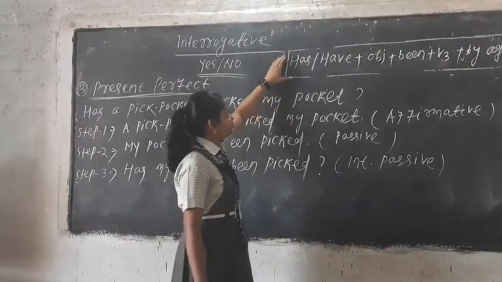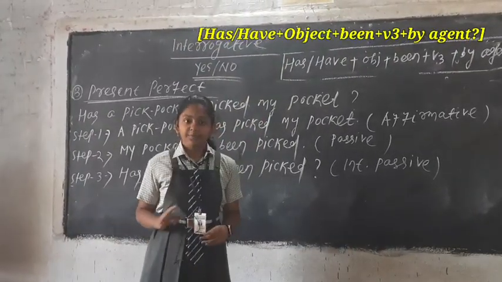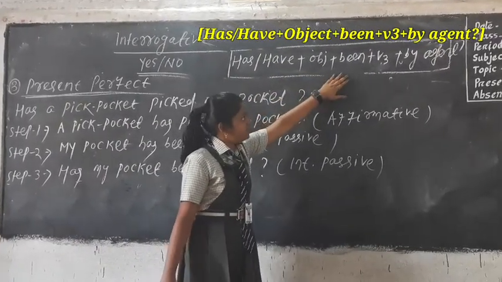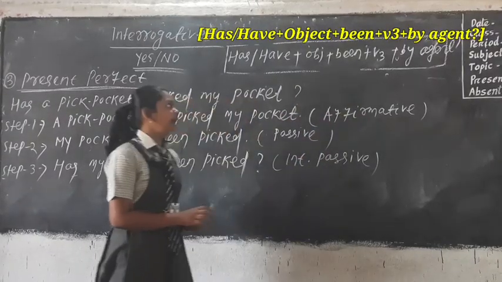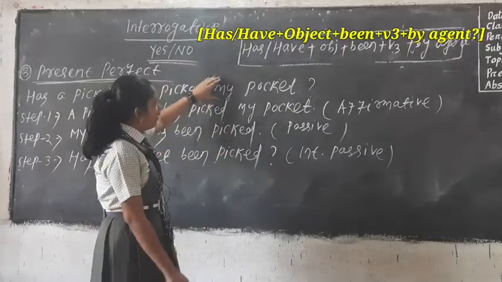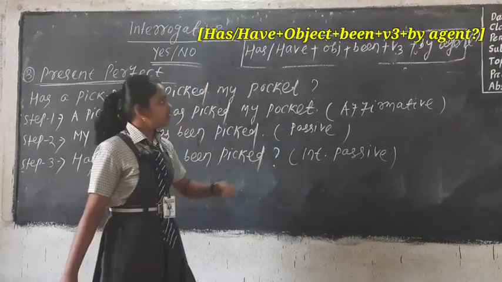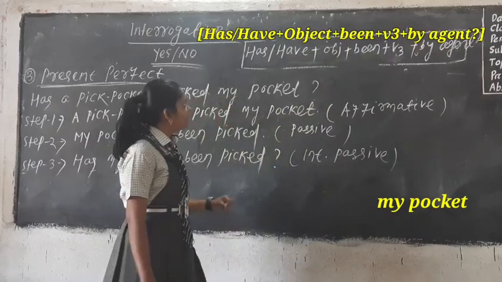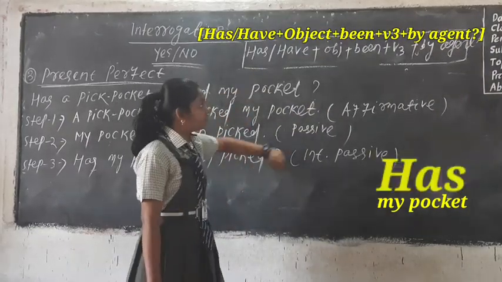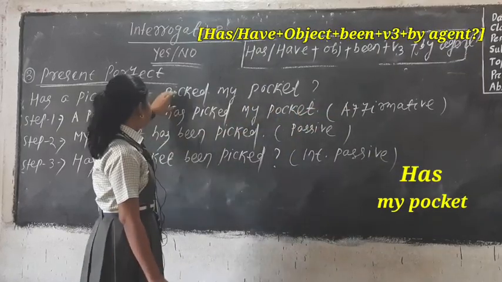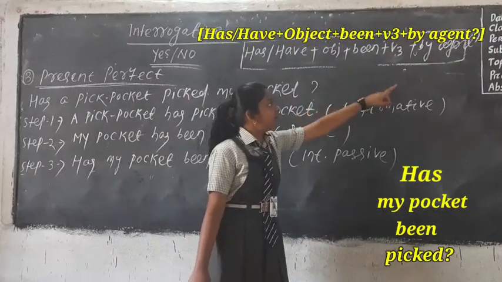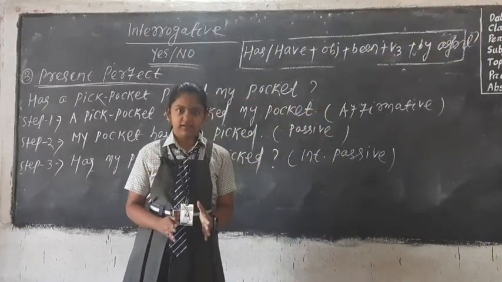Or we can simply use this structure to convert into passive voice: has or have plus object plus been plus verb 3 plus by agent. First we need to write the object here. The object is my pocket in the active voice, so here we will write my pocket. My pocket is in the singular form, so has will be used. Been, then the verb 3 form of picked. Well, picked is already in the verb 3 form, so we will write picked here, and by agent if necessary.